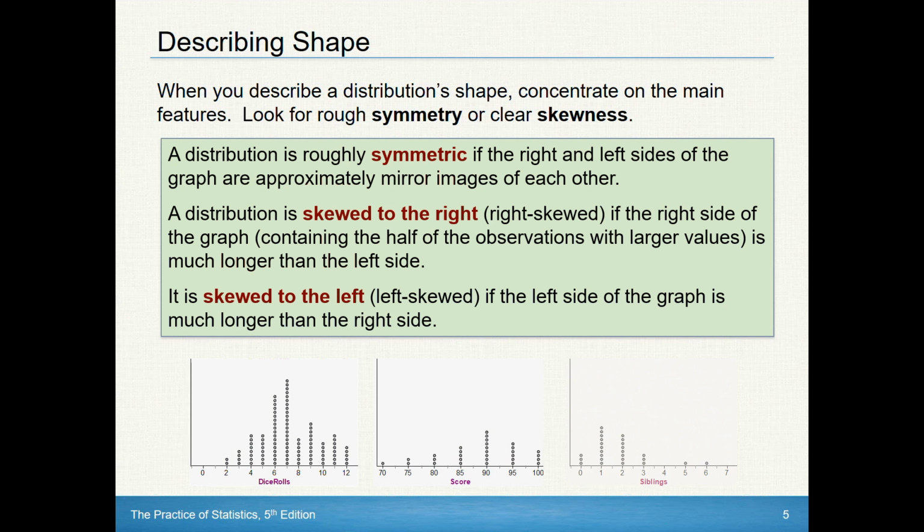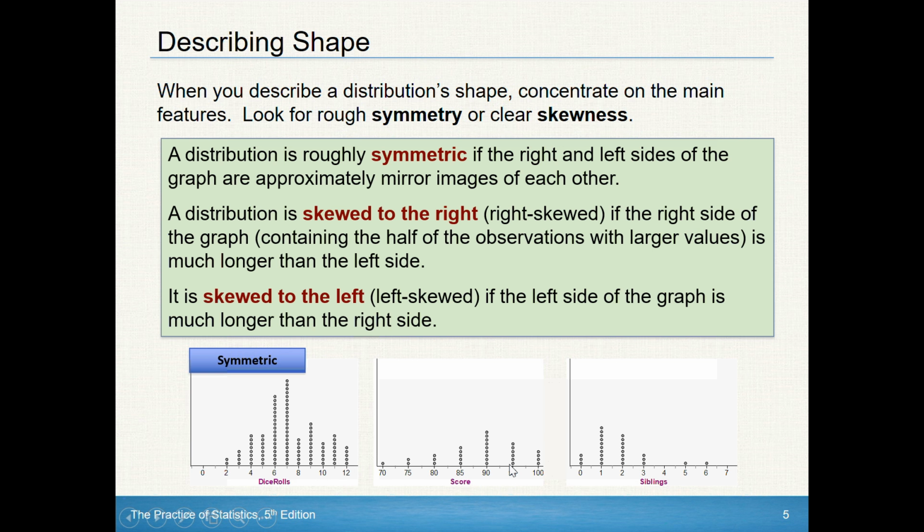If we look at these examples down here at the bottom, take a pause, try to see if you can figure out which one is which. But if we look at them, the dice rolls here, clearly roughly symmetric. Now again, not perfectly symmetric, but roughly symmetric, where most of the values are here in the center. Some values on the lower side, some values on the upper side.